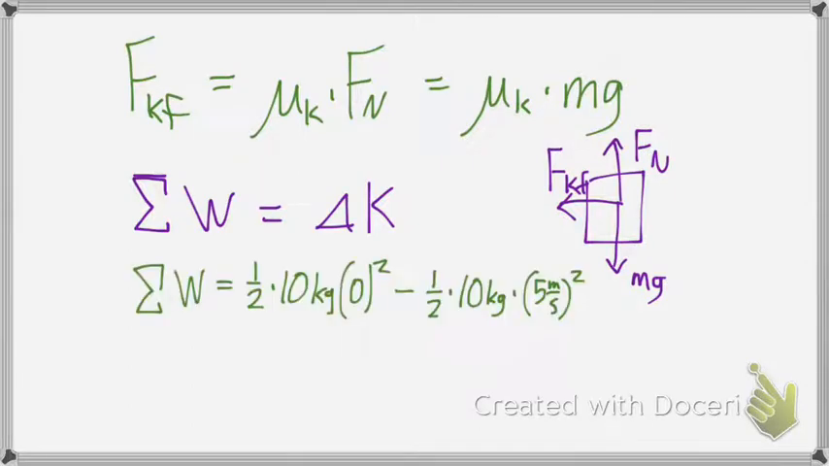So looking at the change in kinetic energy, the final kinetic energy is just 0 because the box comes to rest. The initial kinetic energy is going to be 1/2 times the mass times the velocity squared. So the total work done is going to be negative 125 joules. It makes sense to me that this is negative because kinetic energy is being removed from the box by friction, so negative work is being done.